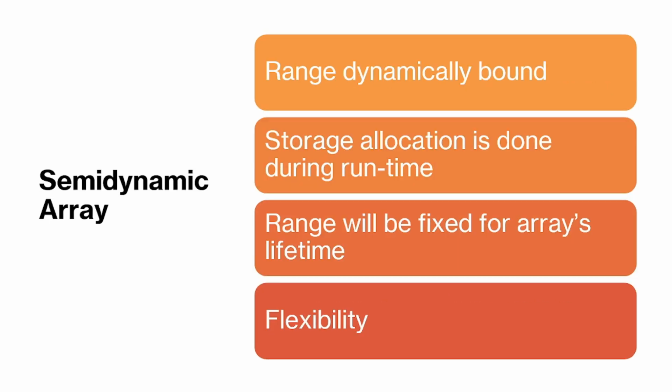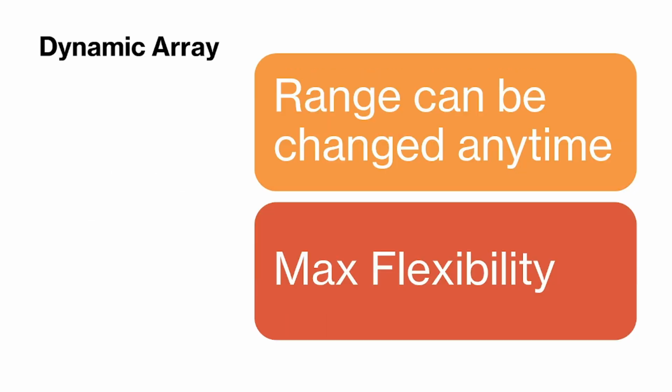Semi-dynamic arrays. The range is dynamically bound. Storage allocation is done during runtime. Range will be fixed for the array's lifetime, and they're flexible. And finally, dynamic arrays. Range can be changed anytime. This is the max flexibility you can have on an array.